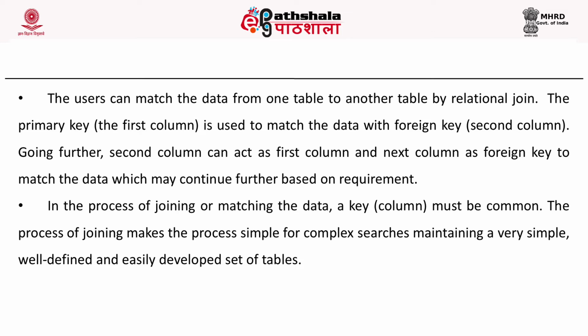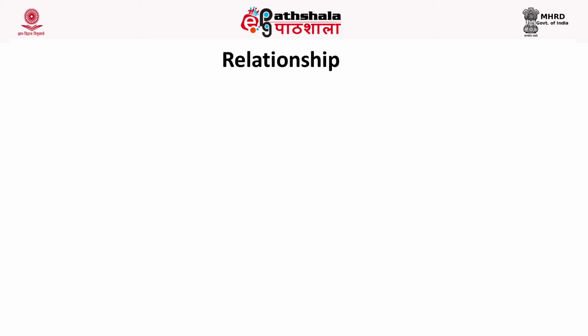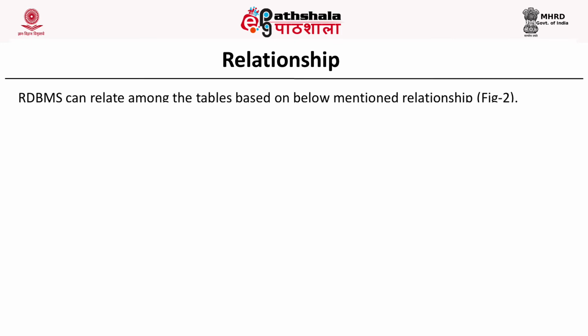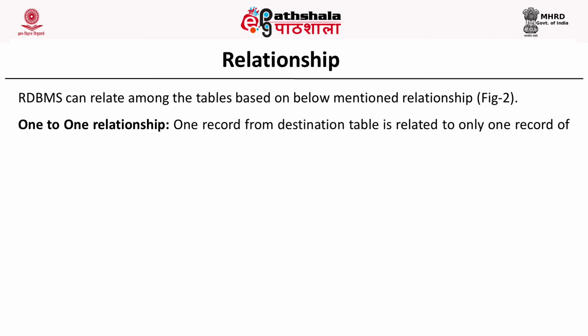So, in the process of joining or matching the data, a key, that is a column, must be common. The process of joining makes the process simple for complex searches, maintaining a very simple, well-defined and easily developed set of tables. So, coming to the relationships which are used for a relational database management system, any RDBMS can relate among the tables based on the relationships that are coming now.